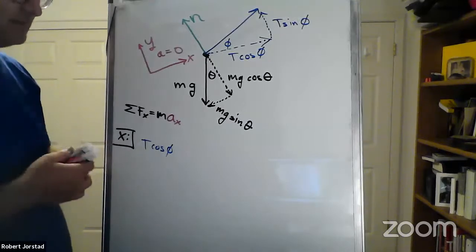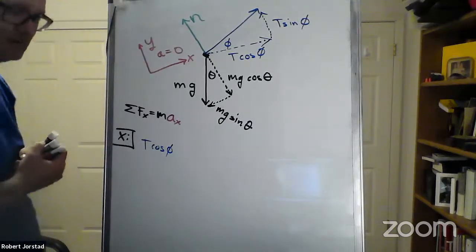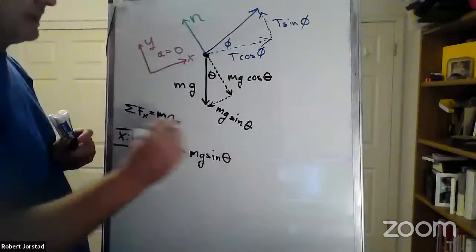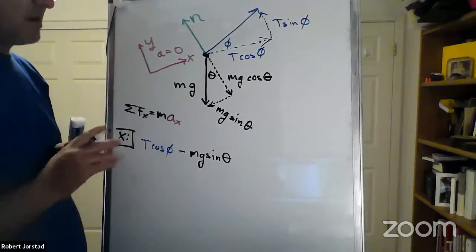Next, somebody else, another force in the X direction. Or are there any? Are we all done? MG sine theta. MG sine theta, positive or negative according to the coordinate system I drew? Negative. Excellent. Any other forces in the X direction?